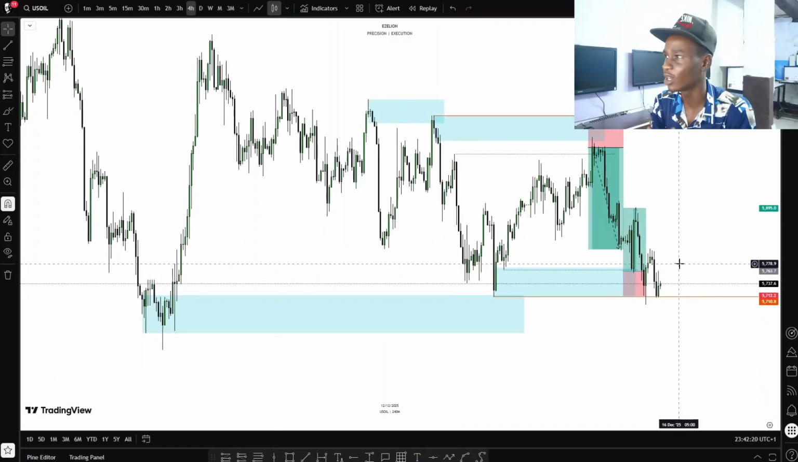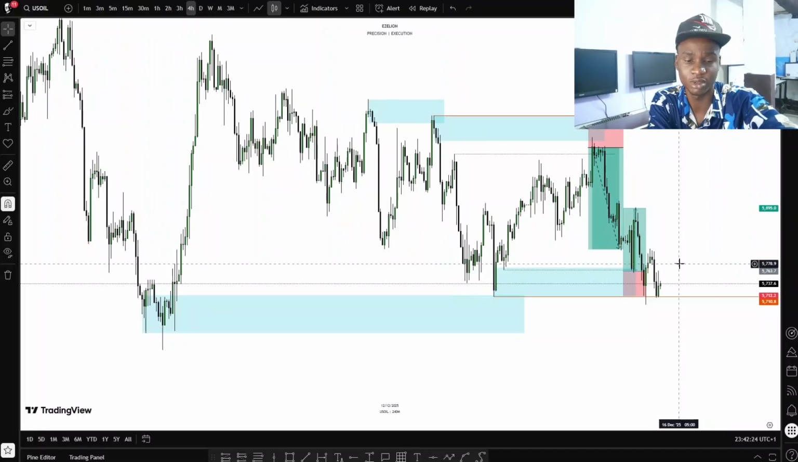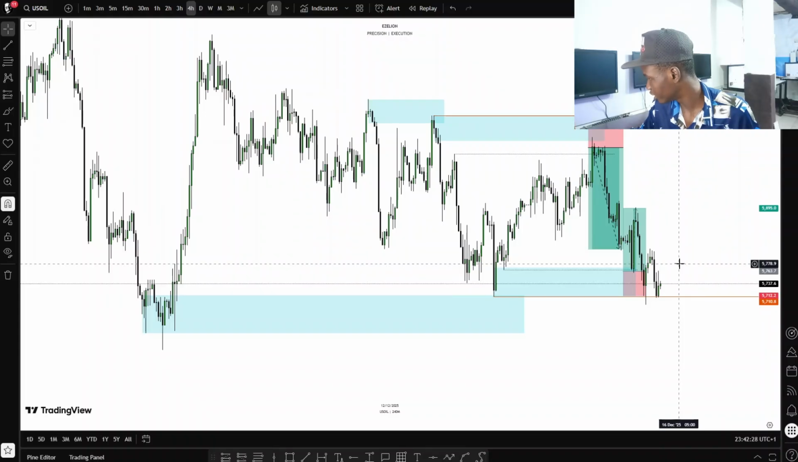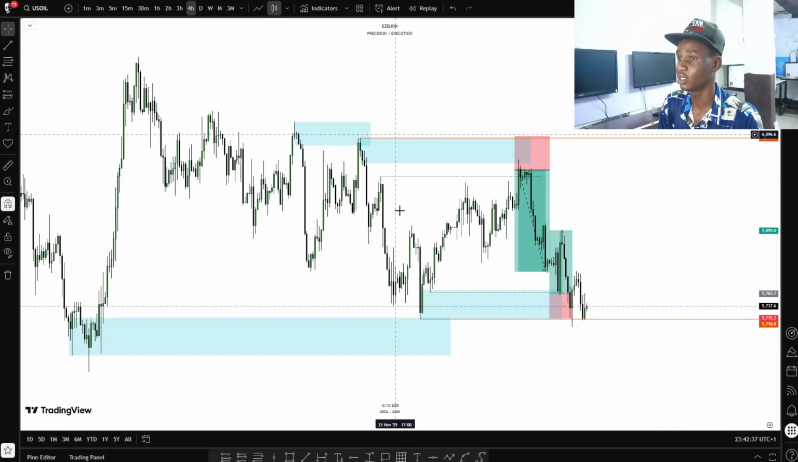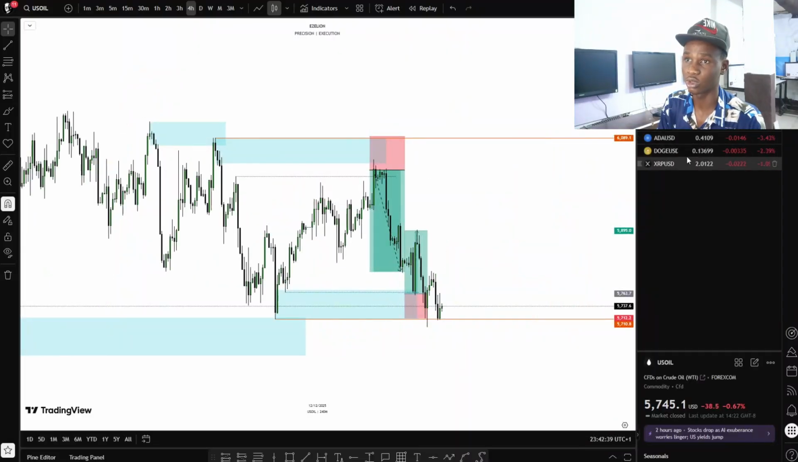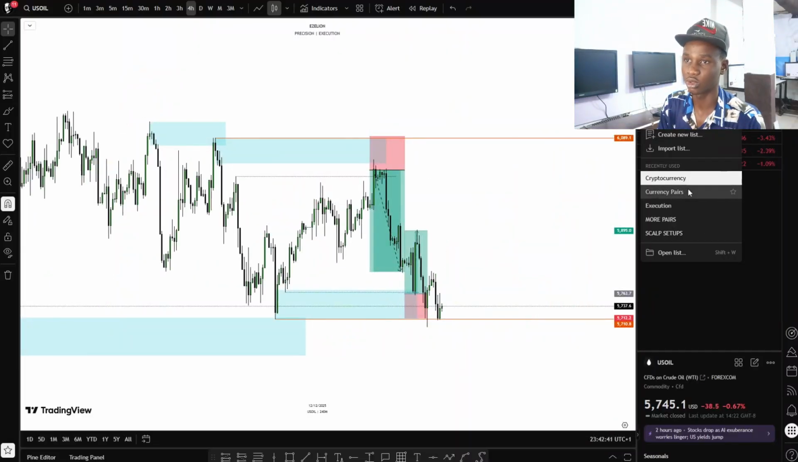Alright, so welcome back. This is the end of the week. This is almost Saturday, 11:42 on Friday, right? So the week has ended. Nothing really happened since the last clip I made. Everything is still the same. This is US oil, one of the trades we took. And let me put this in currency pairs.